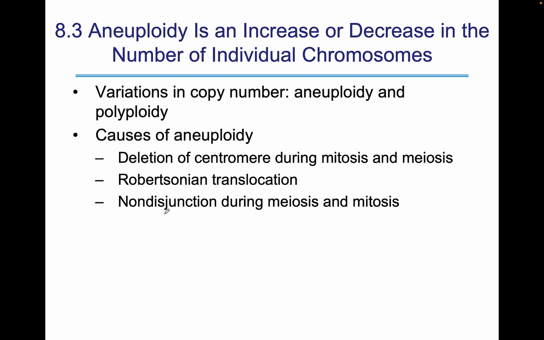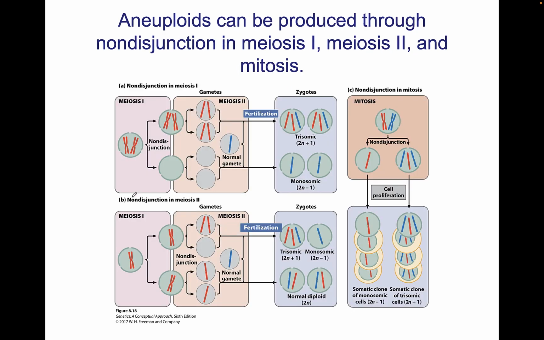And the third example is that it can arise through nondisjunction. Remember, we talked about nondisjunction, and it can occur in meiosis and mitosis. So you see here, it's showing you how these aneuploids can be produced through nondisjunction in meiosis 1, meiosis 2, or mitosis. You can see the nondisjunction in meiosis 1, where you have an abnormal number of chromosomes due to the unequal separation. And as a result, in this case, the zygote is trisomic. Or you can have it in meiosis 2.